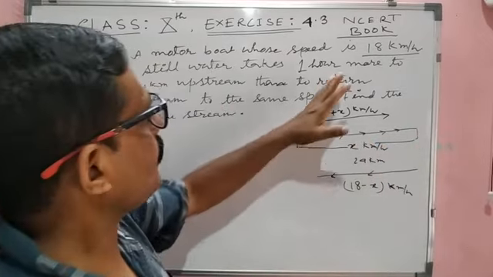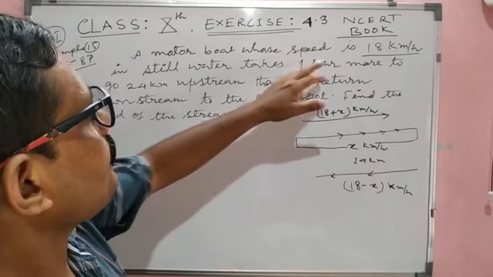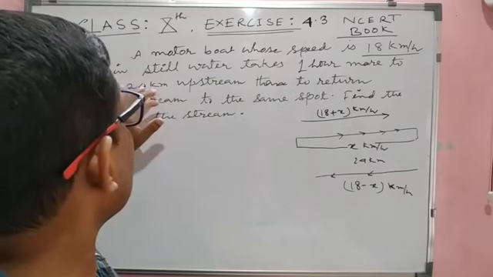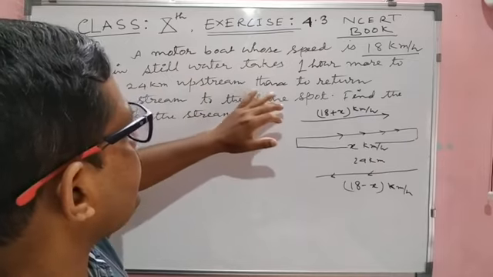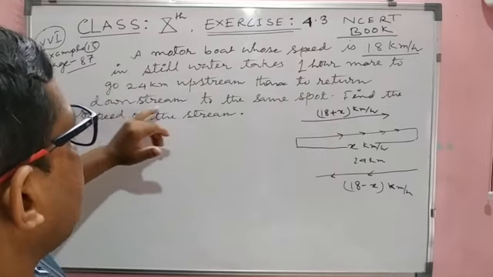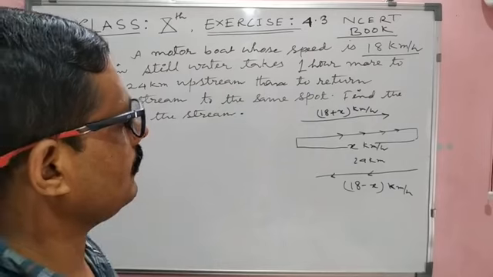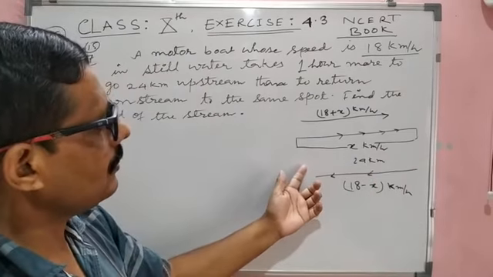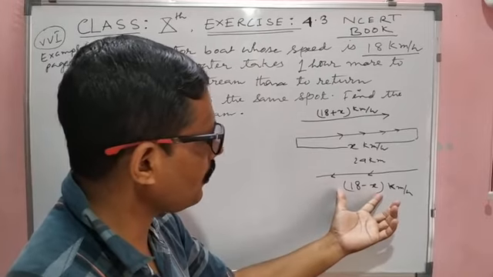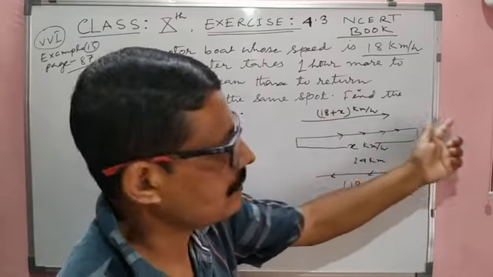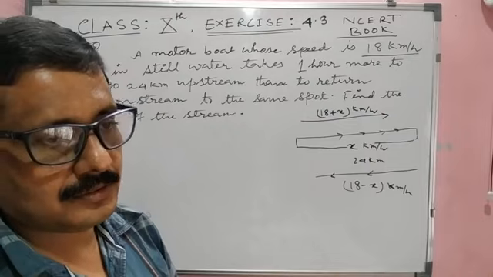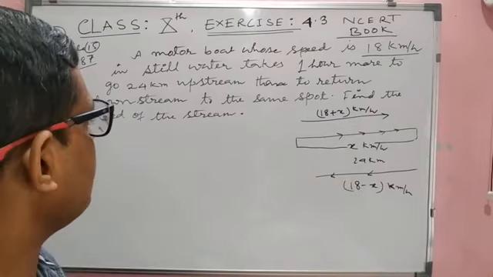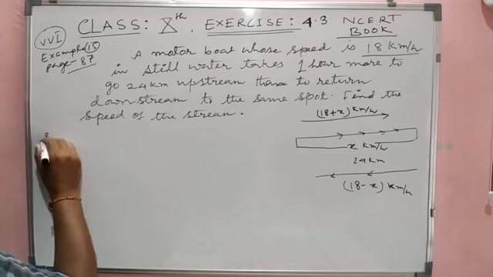So according to our question, it is given that it takes 1 hour more to go 24 kilometer upstream than to return downstream to the same spot. So to go in the opposite direction, it takes 1 hour more than when it goes in the same direction. So this is the explanation of the question. Now you see how to solve this one.